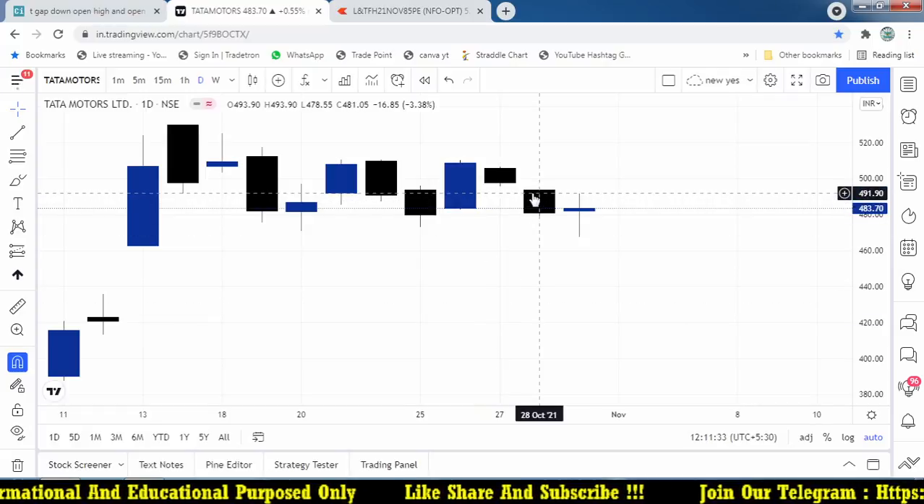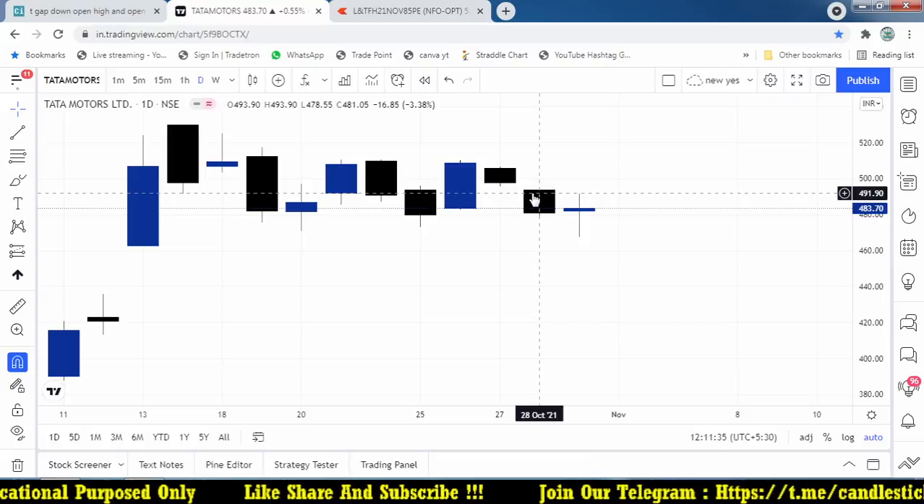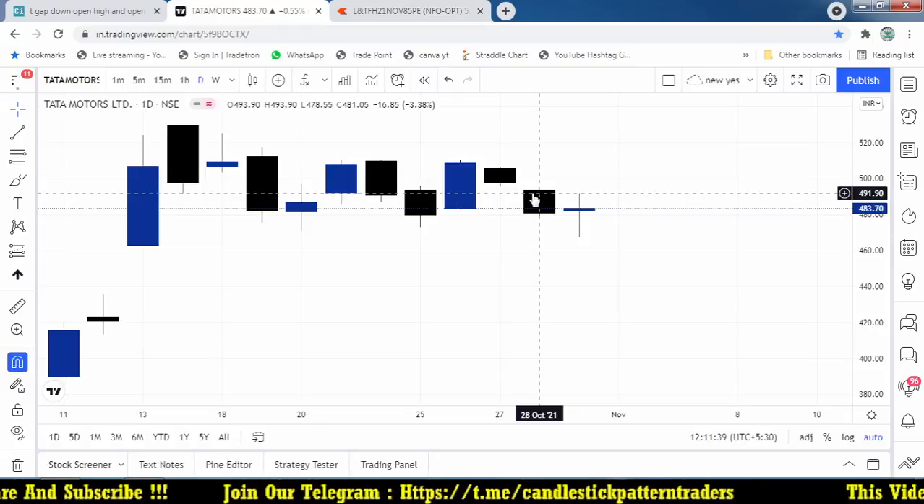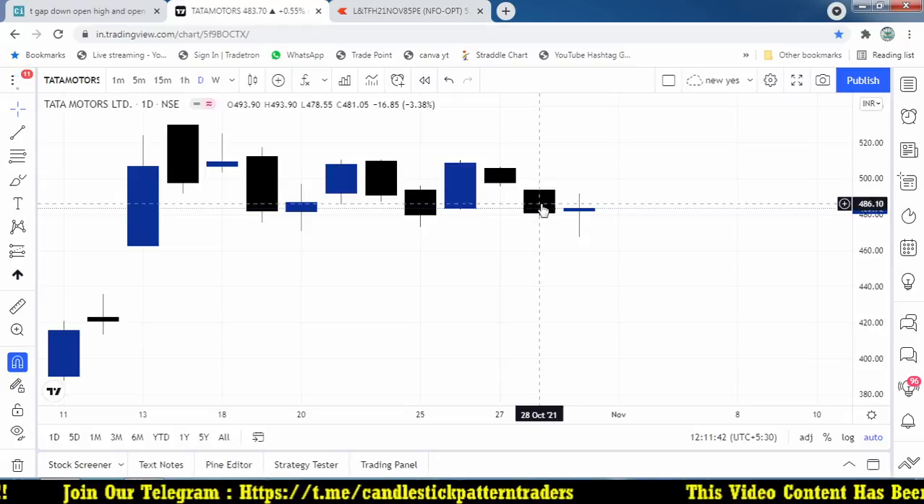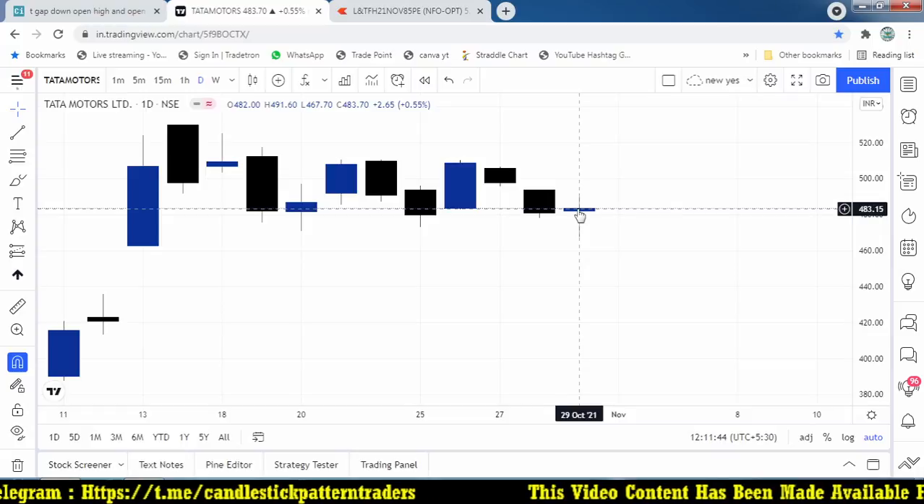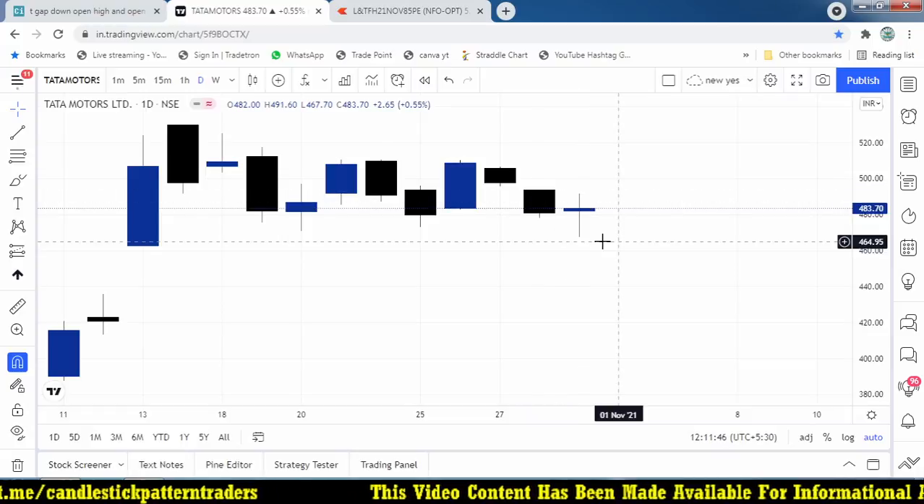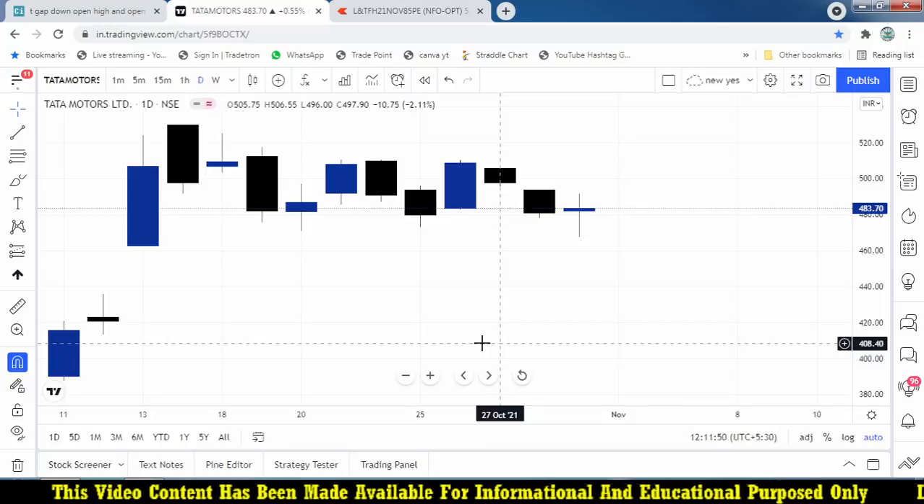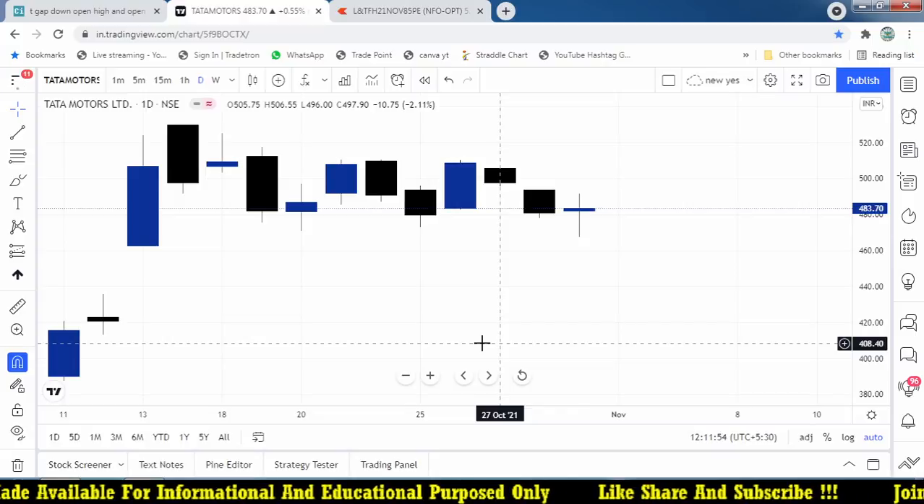But from there, from 493 the market fell down to 478, so almost 15 points it fell down. And even the next day it started moving down to 467. Within 2 days the market moved more than 20 points. 100% sure, if you are taking ATM options, you will be getting 10 plus rupees profit. So that is the logic.